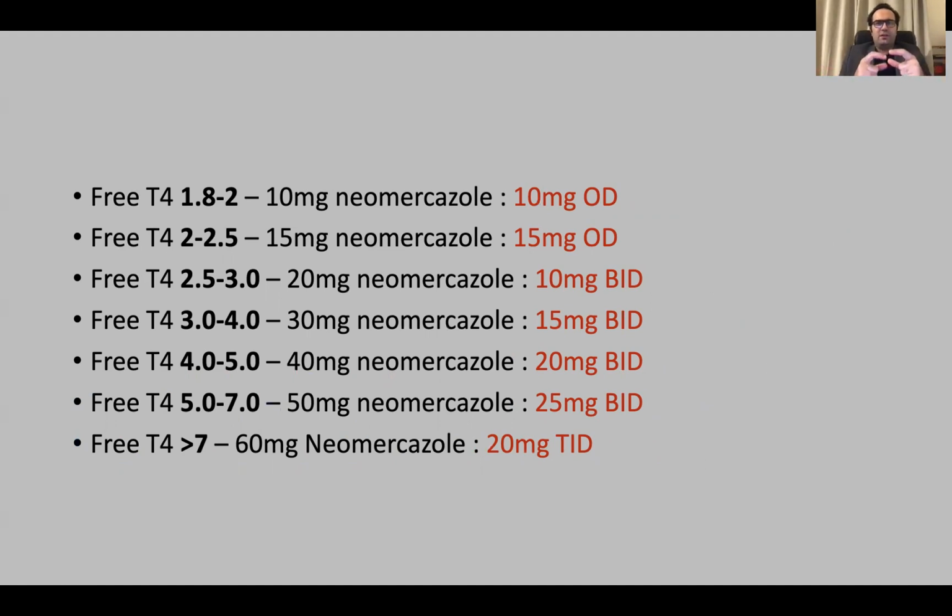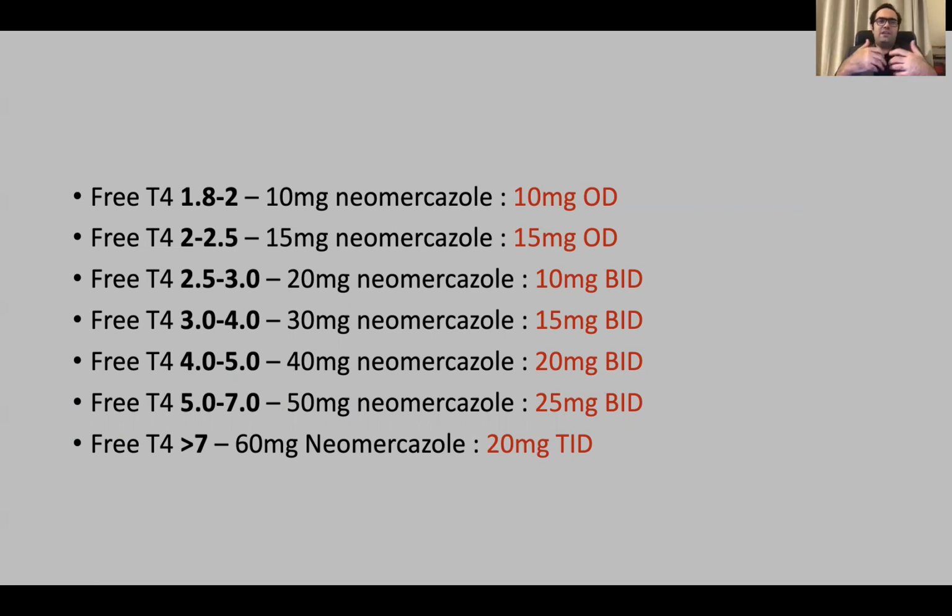Remember that neomercazole, carbimazole, has a thyroid half-life of 20 to 24 hours. So you can give it once daily. But as the dose increases, for example, 2.5 to 3 free T4, which requires 20 mg total dose, then it's better to split it just because of the number of tablets. Otherwise, if the patient can take 20 mg at once, we can give that.